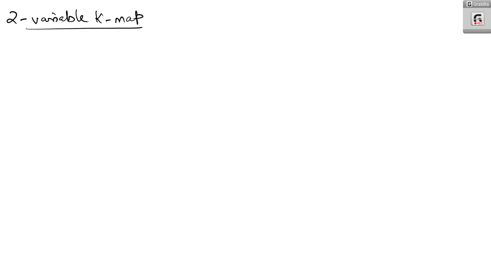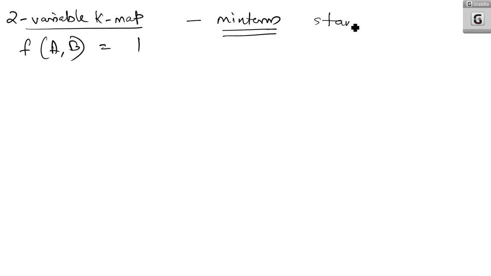If you are having 2 variable K-map, the function is given by f of a comma b. Initially let me deal with minterm representation. After that we will go with maxterm representation. So for f of ab, I am taking all values as 1 because I am going for this minterm representation or standard sum of product representation, standard SOP representation. First I will write the truth table.